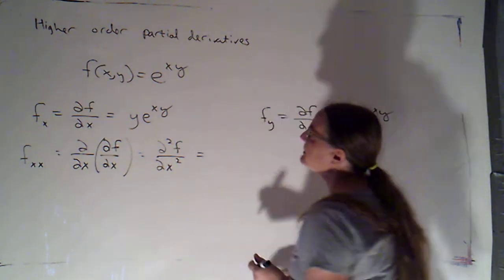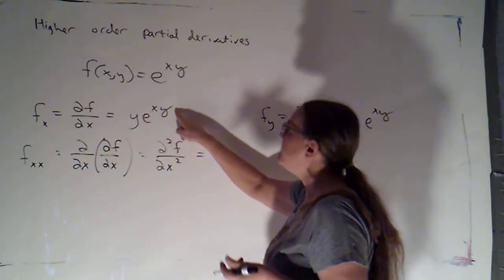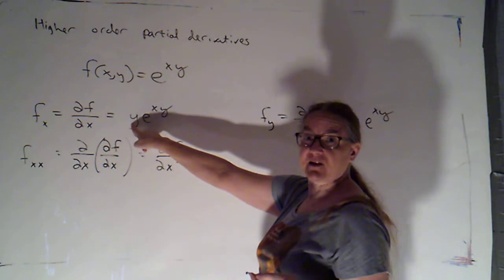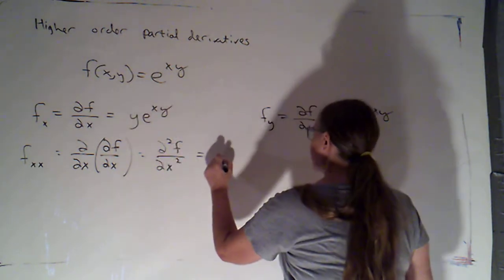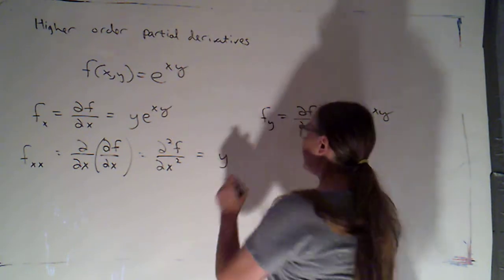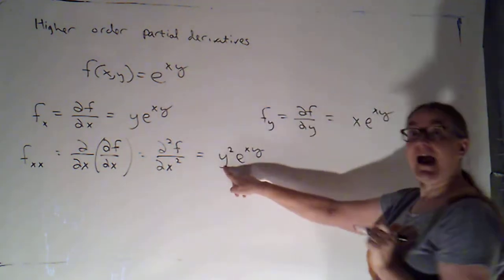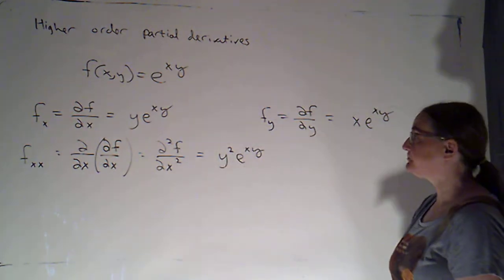Now, when I calculate that, I've got y e to the xy. Okay, so y is just being treated as a constant, so I'm going to get that constant times the derivative of e to the xy. That's going to give me an e to the xy, and then a second factor of y.